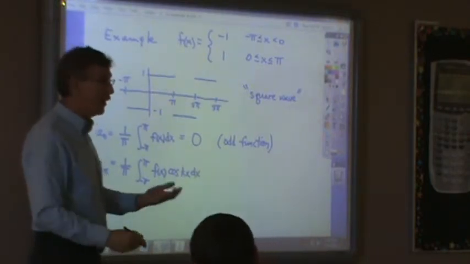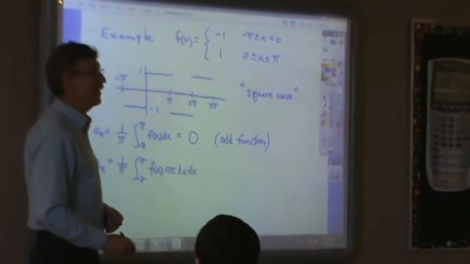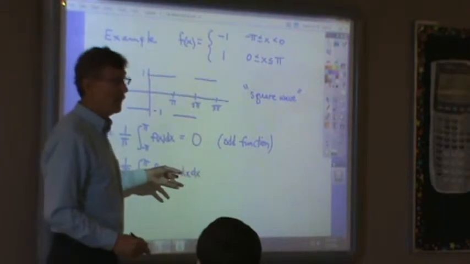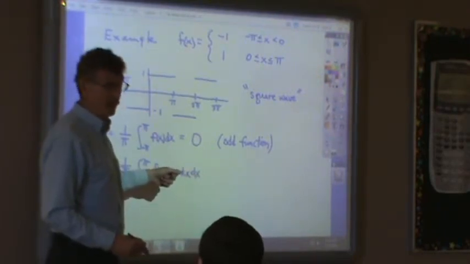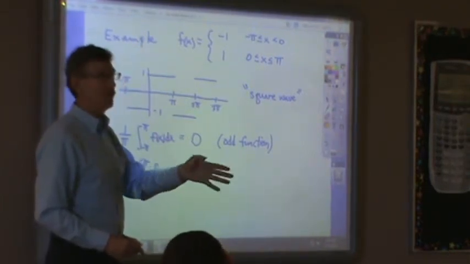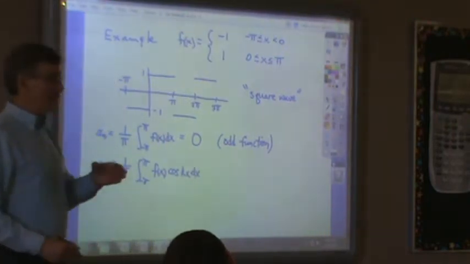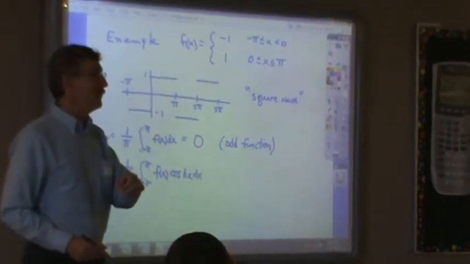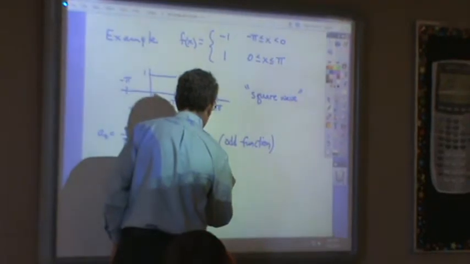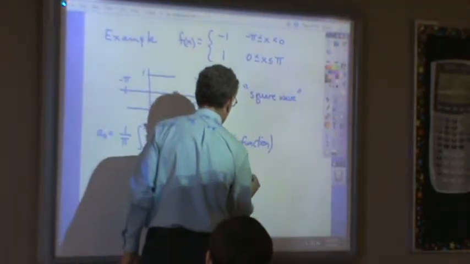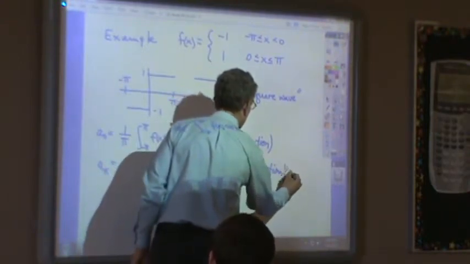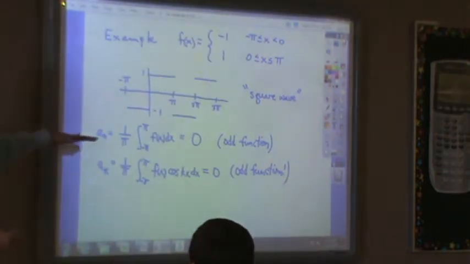It's 0 because it's an odd function. The f of x is an odd function. You can see it here. And cosine, remember cosine? Cosine is an even function. When you multiply an odd function by an even function, is it even or odd? Tell me. When you multiply an odd function with an even function, the result is an odd function. And so this integral is 0 again because it's an odd function. Okay, so we got all the a's equal to 0.